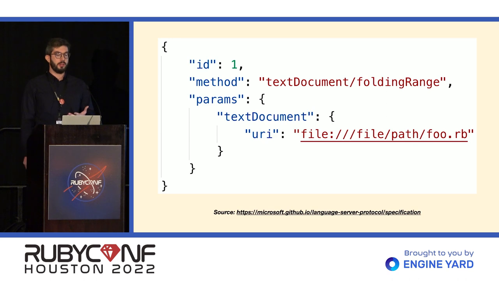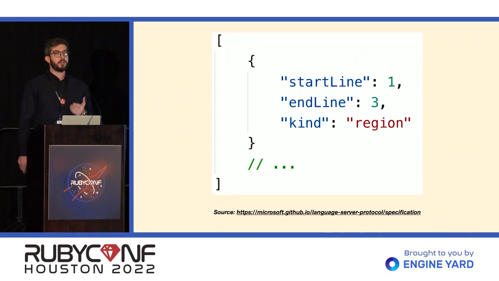As a reminder, this is what the request looks like. We get the folding range method, and the only parameter we get is the URI of the document. So by the time we receive this request, the server already needs to have an internal representation of that document, because you don't get the text content of it. So it needs to already know what is the content of that file. And what the editor expects back is a list of ranges, and the bare minimum to compose a range is the start line, the end line of the range, and the kind, which can be region for generic parts of the code, comment, or imports, which in case of Ruby would be more like requires.